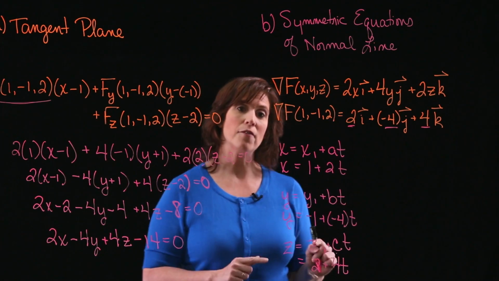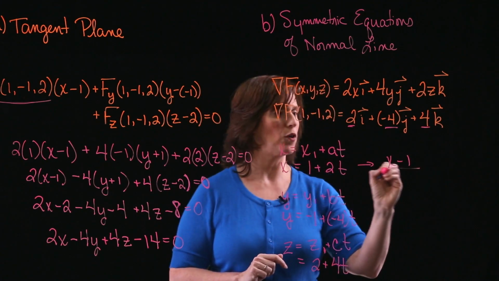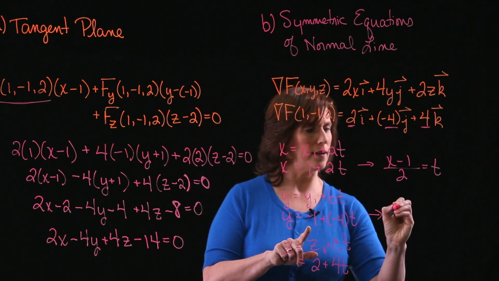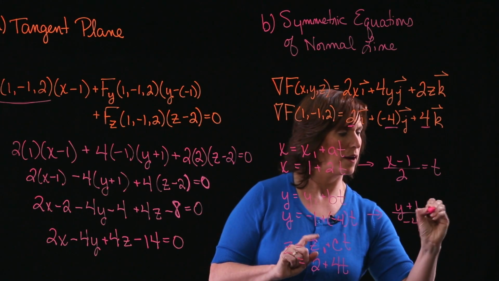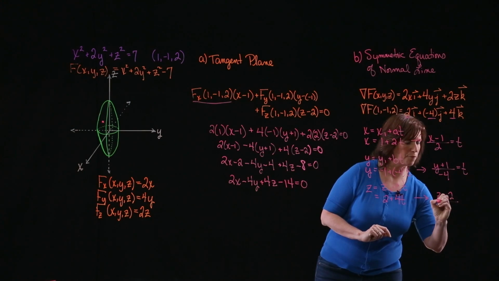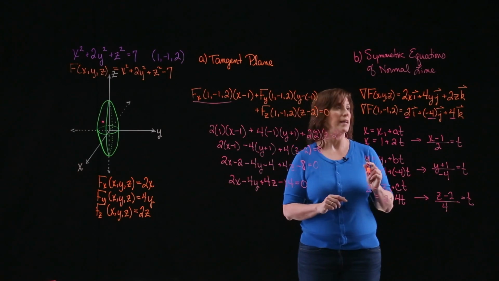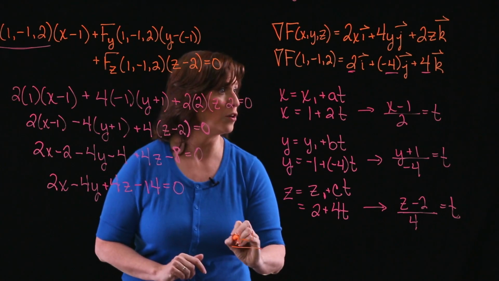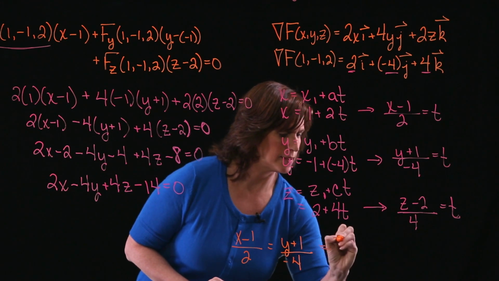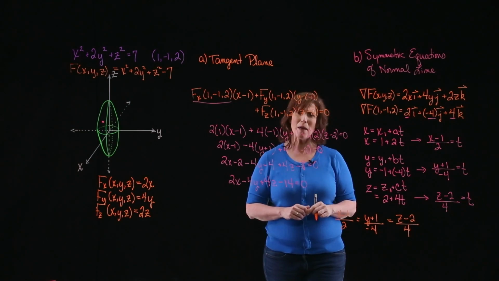Now I'm going to take each of these equations and solve for t. Solving the first one, I get x minus 1 over 2 equals t. The second leads to y plus 1 over negative 4 equals t. And this one is z minus 2 divided by 4 equals t. So my set of symmetric equations is x minus 1 over 2 equals y plus 1 over negative 4, which equals z minus 2 over 4. And I have my symmetric equations for my normal line. I hope that was helpful. Thanks.